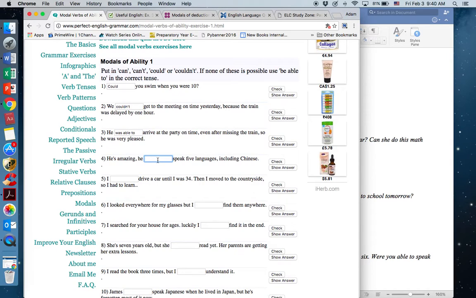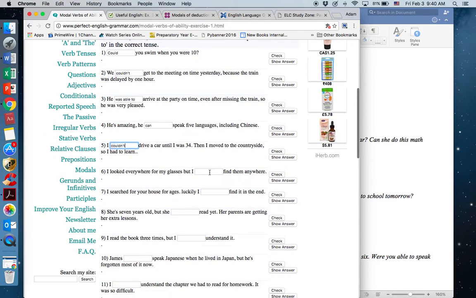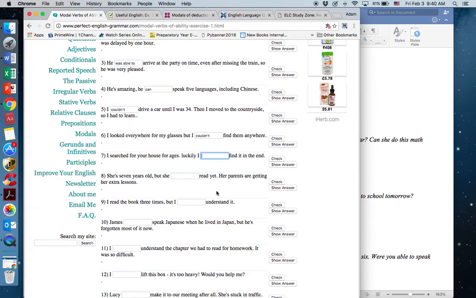He's amazing. He can speak 5 languages. This is in the present tense. I blank drive a car until I was 34. It looks like couldn't. I was not able to. Then I moved to the countryside, so I had to learn. I looked everywhere for my glasses, but I couldn't find them anywhere. Past tense, wasn't able to. I searched for your house for ages. Luckily, I was able to, past tense, find it in the end.